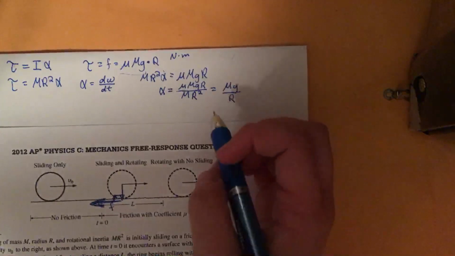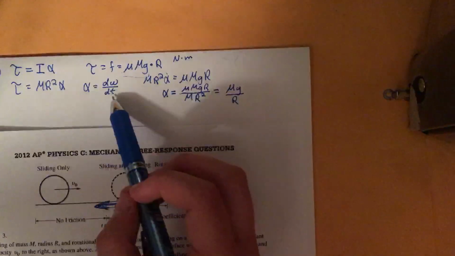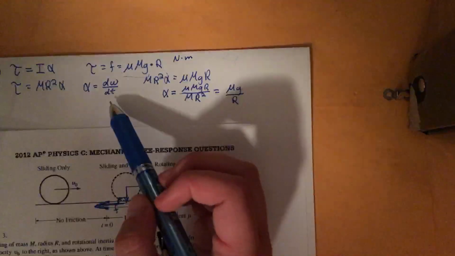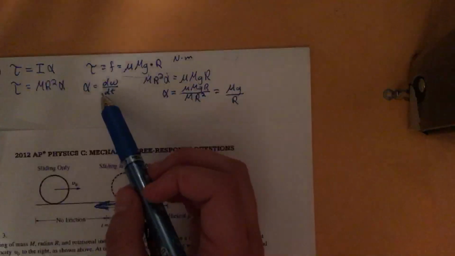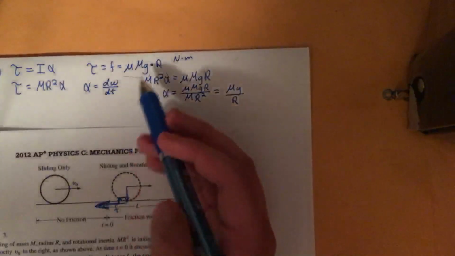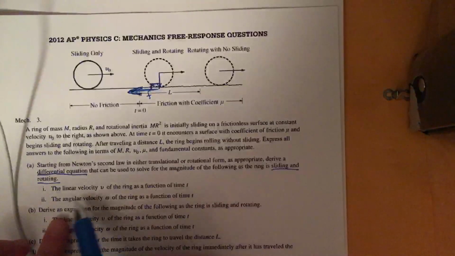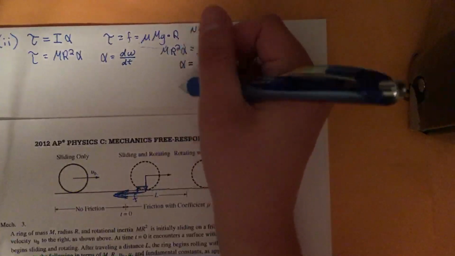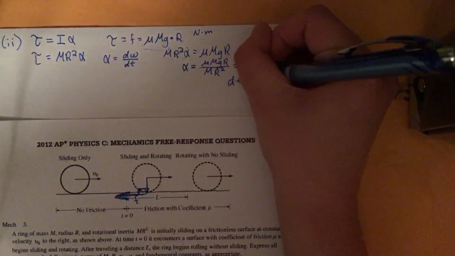So the m's cancel, so this is going to be mu g over r. All right, and so we know that alpha is the change in angular velocity over time. So we just, and it wants a differential equation. Yep, right there, differential equation. So we just substitute that in.